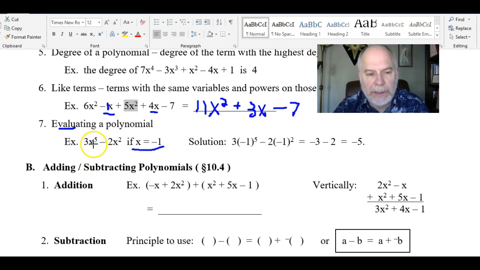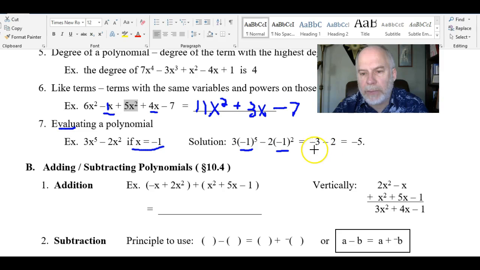We're just plugging in negative 1 into that expression. And so I did already. You see I plugged in negative 1 here as well as here, because x occurs twice in the expression. So wherever x occurs, you're going to plug in that value. And then negative 1 to the 5th power is negative 1.